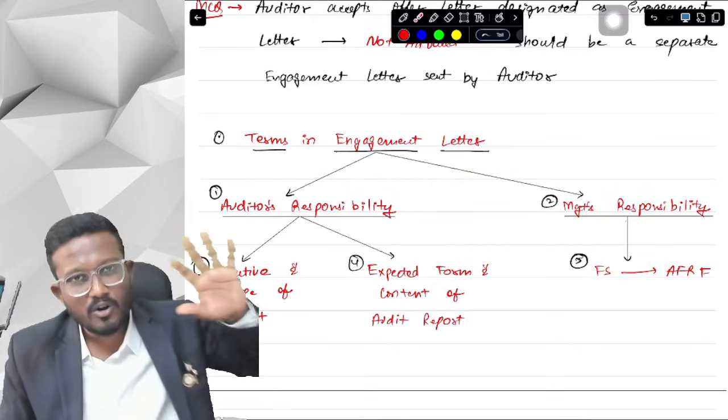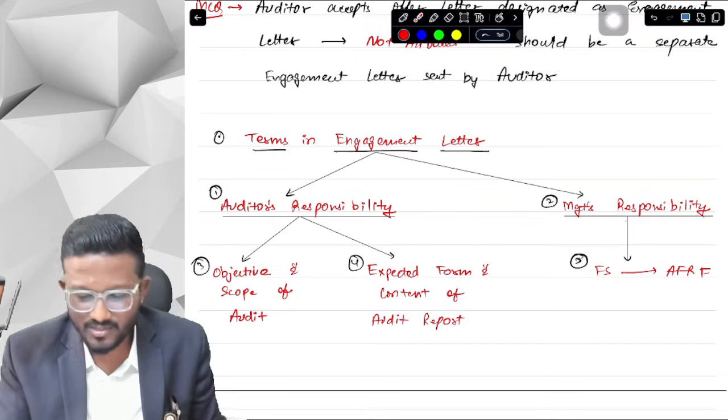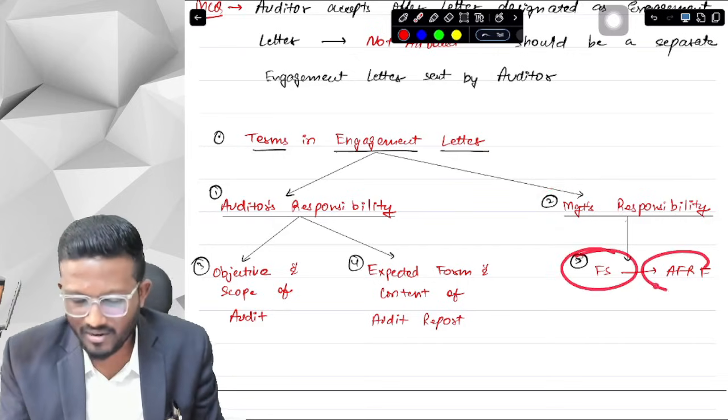Okay, yes, sir, we talked about the auditor's responsibility. Now let's talk about the management's responsibility. What is the management's responsibility, sir? To prepare financial statements as per the applicable FRF.